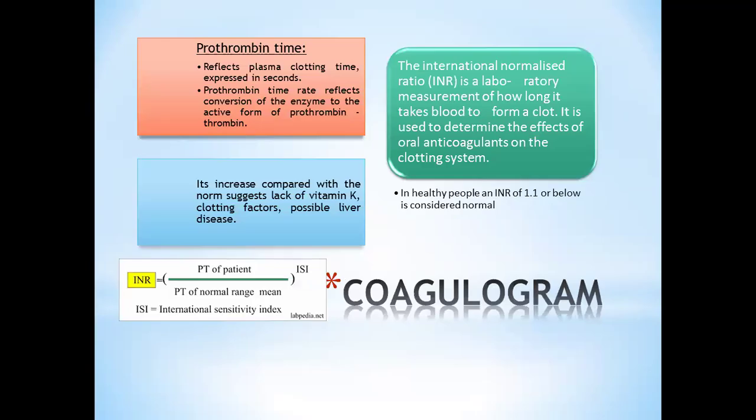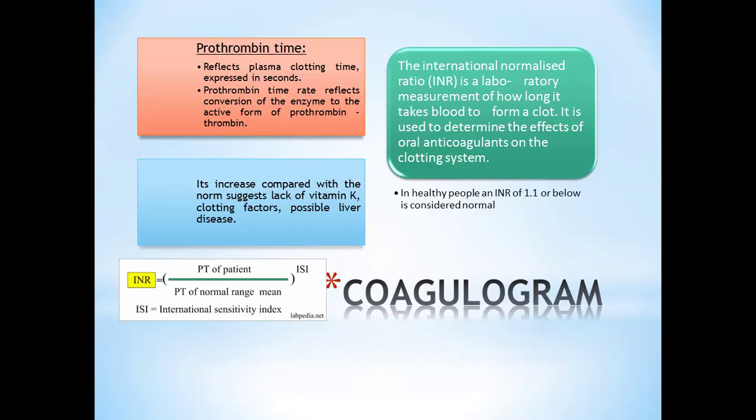Examination of the coagulogram. Very important is to examine the international normalized ratio, INR. It's a laboratory measurement of how long it takes blood to form a clot. It is used to determine the effects of oral anticoagulants on the clotting system. In healthy people, an INR of 1.1 or below is considered normal.